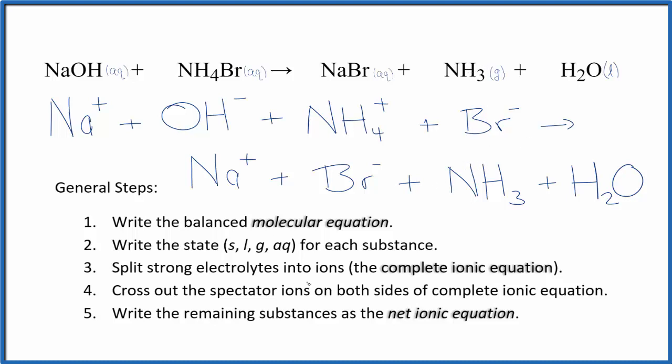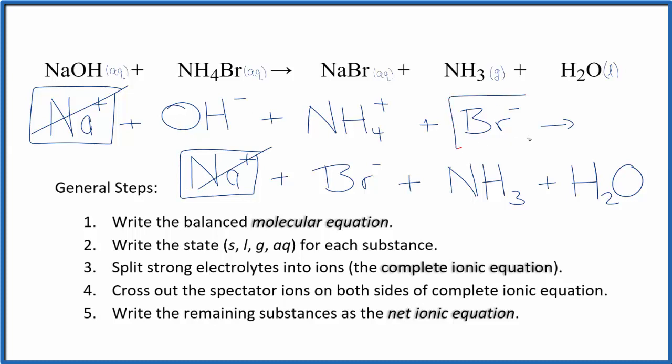Now we can cross out the spectator ions. They're on both sides. So in the reactants, I see this sodium ion here, and in the products, I have it again. That's a spectator ion. We're going to cross that out. There's the bromide ion, Br minus, again in the products. Spectator ion gets crossed out. But what's left, that's our net ionic equation for sodium hydroxide plus ammonium bromide.